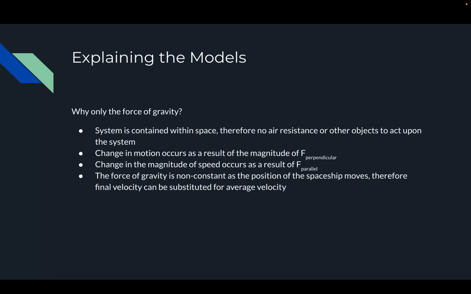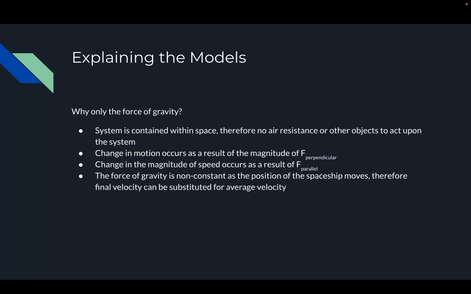We know that the change in motion occurs as a result of the force perpendicular, meaning any change in direction comes from the force perpendicular. The change in the magnitude of the speed comes from force parallel, because force parallel is in the direction of the vector. Then we can also assume that the force of gravity is non-constant, therefore final velocity can be substituted for the average velocity throughout this formula.